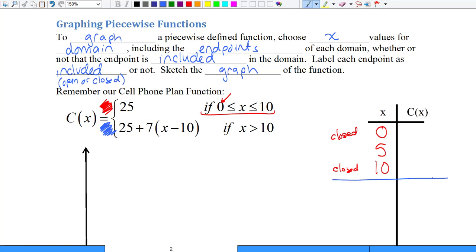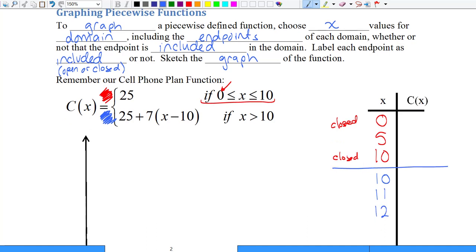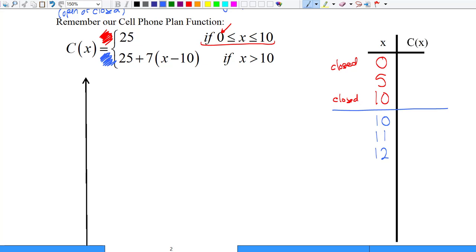Then I'm going to draw a line, and then I'm going to choose values greater than 10. So we have 10, let's choose 11 and 12. Let's go up 13, 14, 15. About at 15, I think we can figure out what's going on. Now, this is going to keep going. That's my little arrow, okay? It keeps going, but I'm not going to keep going because I can't do that for the whole life, okay?